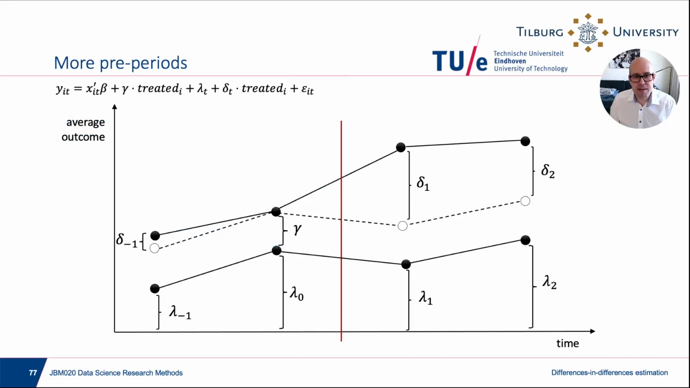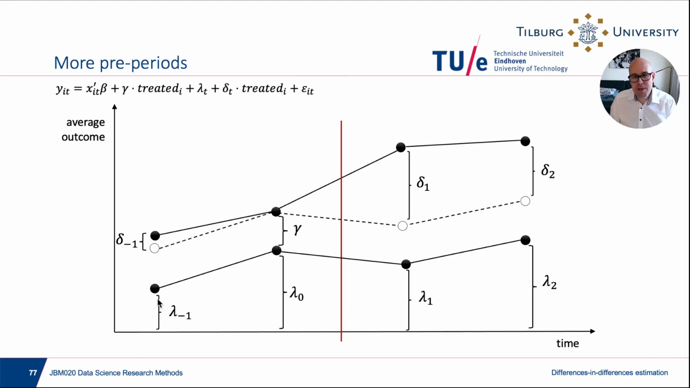Again, it's easiest to see this in a figure. Here I've again written down this equation. What you see here is again this vertical line. So these time periods are pre-treatment. These time periods are post. When they receive the treatment, you see the evolution of the outcome from here to here for the control group pre-treatment, and you see the evolution from here to here for the treatment group.